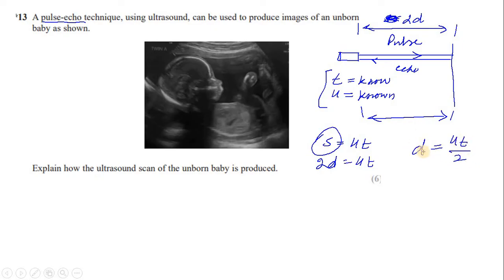So if distance is found, then we move over the surface, and we can have different distances, so the image can be found using the measured distances.